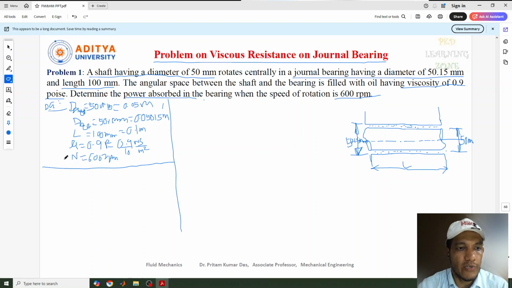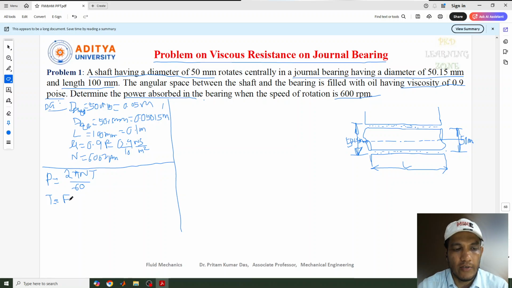Now for this question, we need to calculate power absorbed. The power absorbed formula we have seen in the last lecture is 2 pi N T by 60. In this equation, all these values are known, like N, but the torque T is unknown to us, so we need to calculate the torque. How can we calculate it? Torque is force applied times the distance, and the distance here is the radius of the shaft.